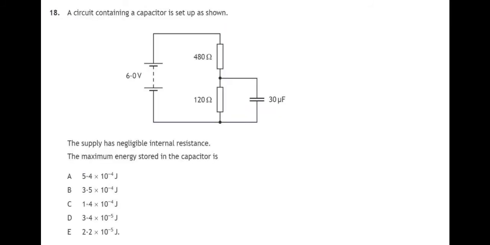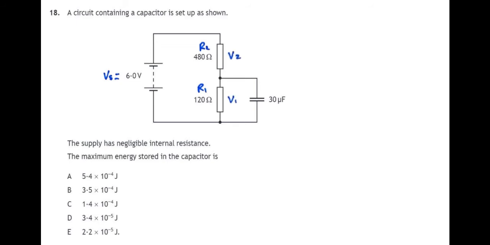Number 18. A circuit containing a capacitor is set up as shown. The supply has negligible internal resistance. The maximum energy stored in the capacitor is. So, quite a lot to do here for your 1 mark. First thing we need to realize, that's our supply voltage there, 6 volts. But this is set up as a potential divider. There are 2 resistors, R1 and R2. And therefore that supply voltage will be split between these 2 resistors, V1 and V2.